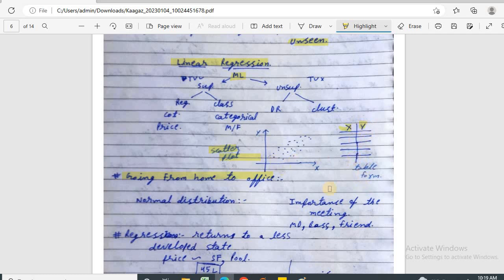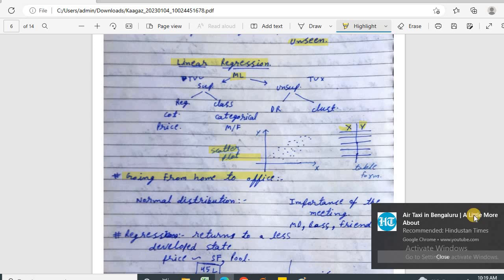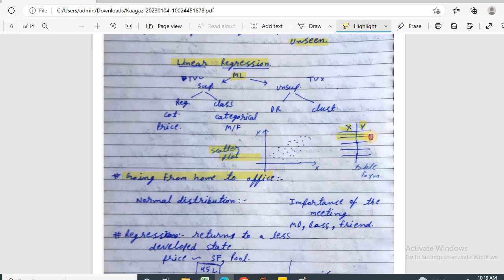Okay, so what we will do, we have these rows also, where values are there. So we will draw it on the scatter plot. Every row, for example this row, has a value of x and a value of y, so one point will come here. This is the scatter plot, meaning every dot represents one row of the data set.